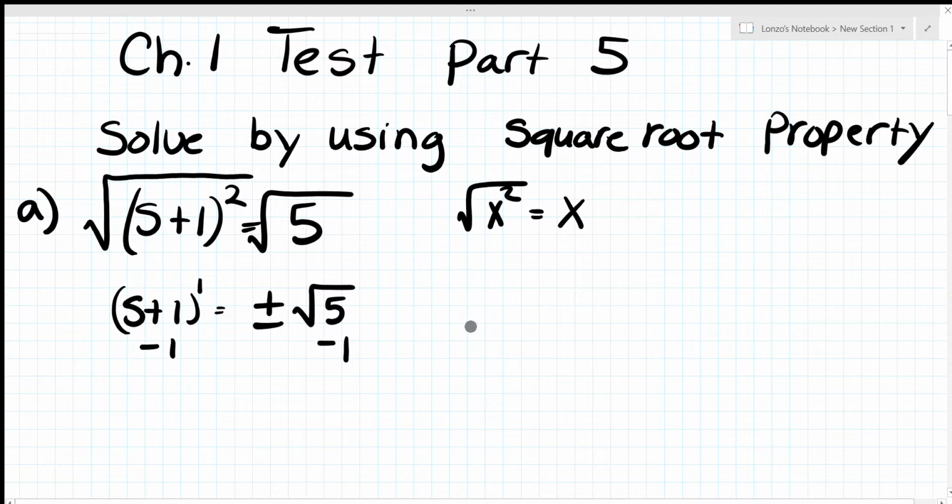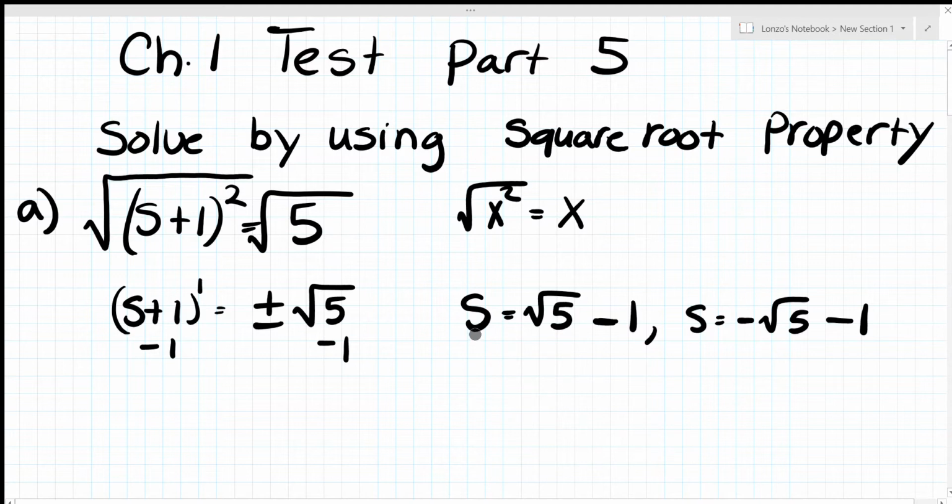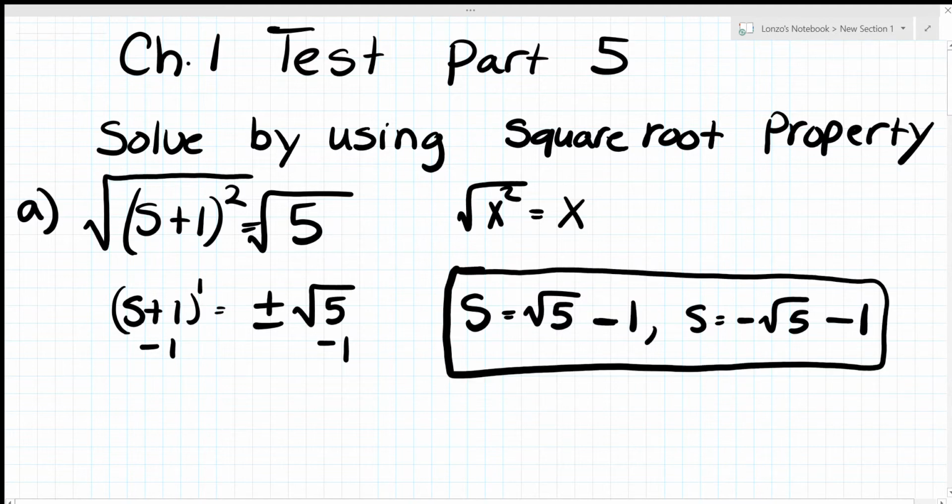So you're going to get s equals positive square root of 5, and remember you have a minus 1, so minus 1. Our other s is going to be, remember we have two parts, negative square root of 5, and then don't forget to minus that 1. So this is your two answers. Pretty simple, right? So s equals square root of 5 minus 1, and s equals negative square root of 5 minus 1. Just remember, when you take the square root of a whole number like 5, you're going to get two answers.